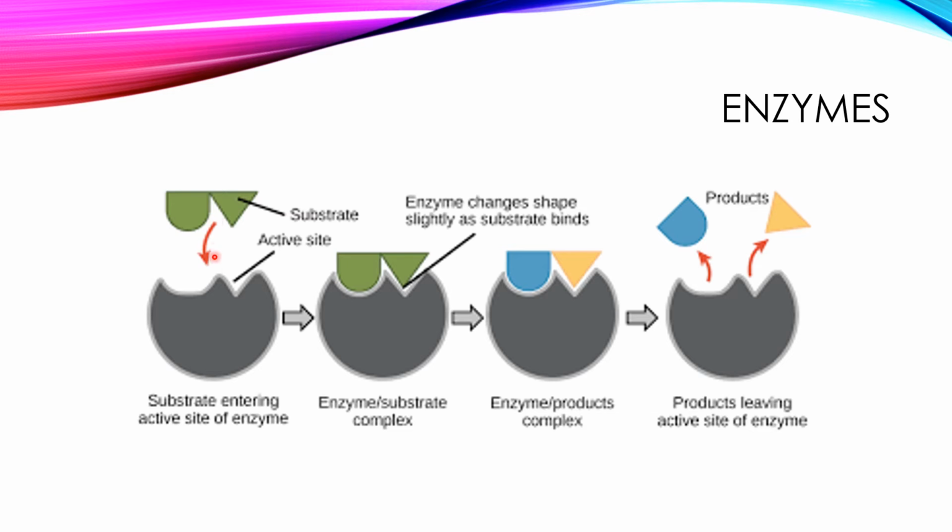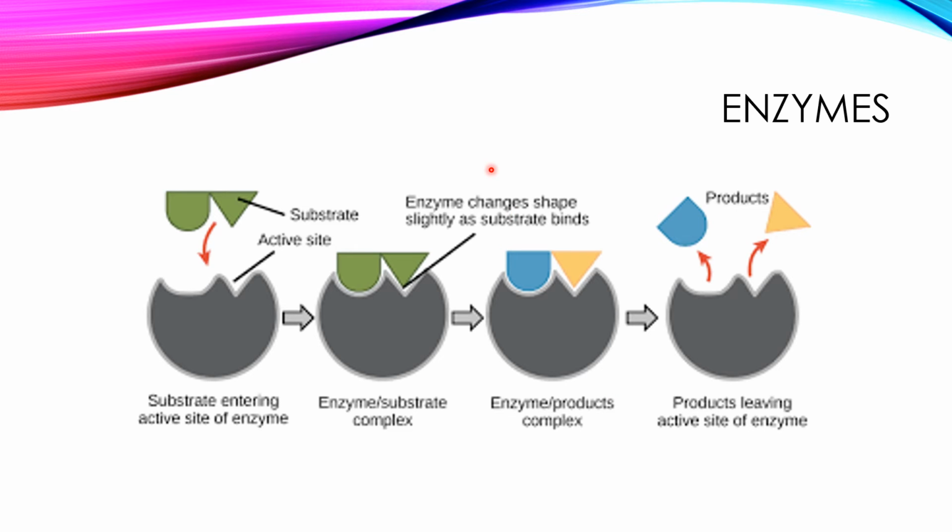So the substrate will enter an enzyme's active site. Now, an enzyme has a very specific active site for a specific substrate. The enzyme and substrate will then bind, forming an enzyme-substrate complex. The enzyme catalyzes the reaction to produce an enzyme-product complex. The products then leave the active site of the enzyme, and the enzyme is then ready once again to be reused for a substrate to reform an enzyme-substrate complex and repeat the process over and over again.